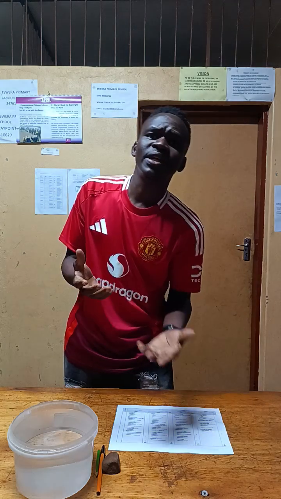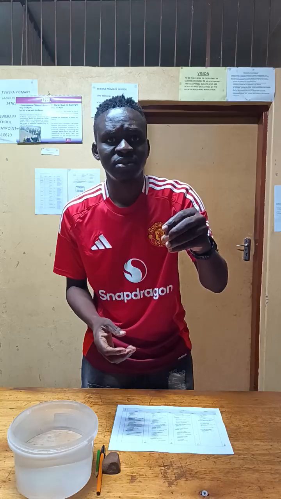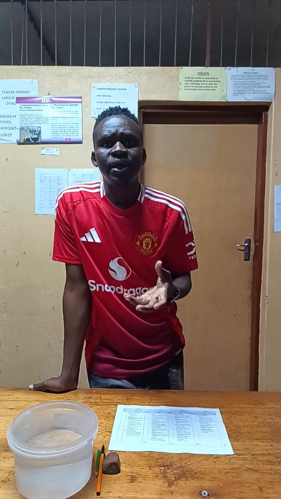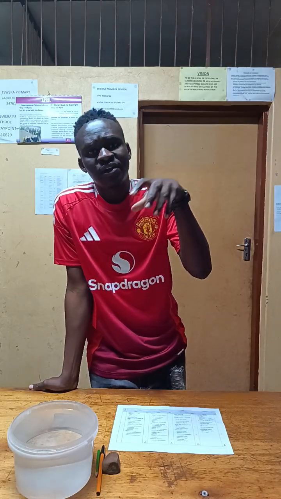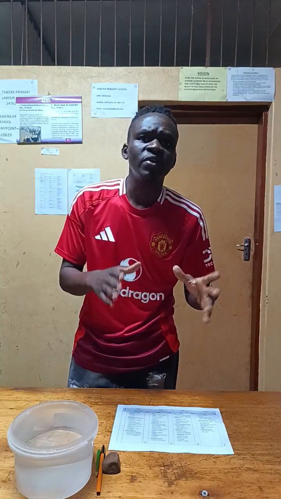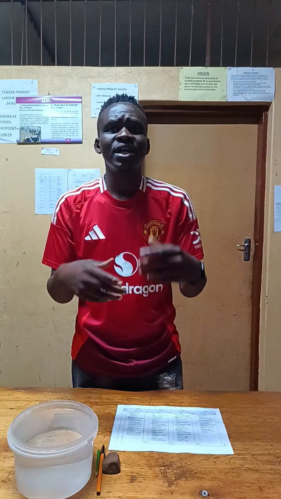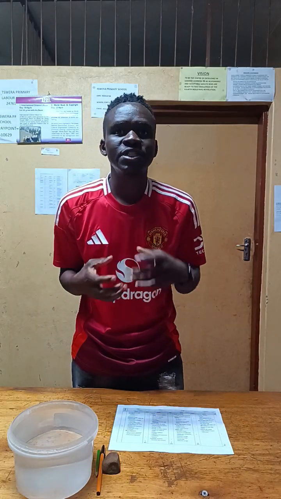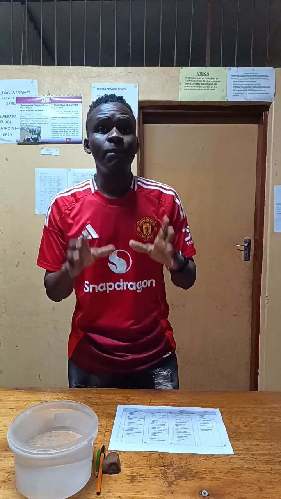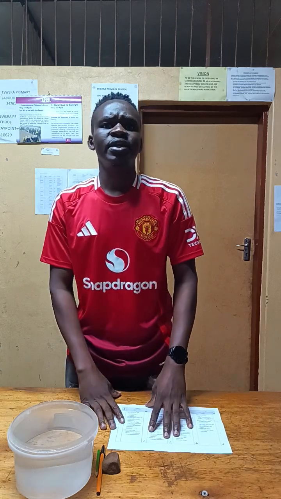And another misconception is that floating depends only on size. Learners may think bigger objects sink faster, but density depends on both mass and volume together. This investigation will also help learners understand that objects float if they are less dense than water and sink if they are more dense than water. Then now we'll move on to the apparatus and the safety.